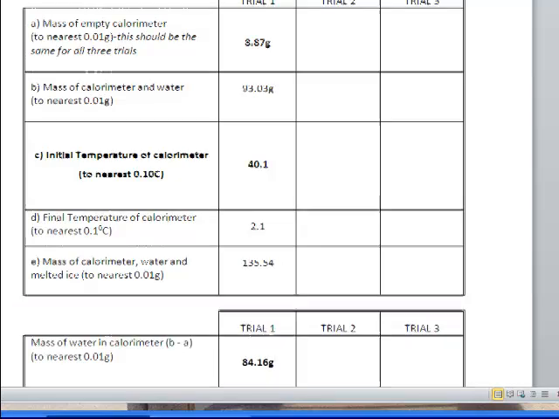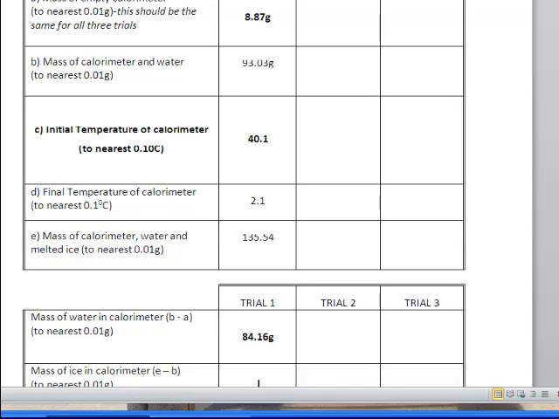Okay, now the next step is to calculate the mass of ice in the calorimeter. So that's step E, which is 135.54 minus B, which was 93.03, and there I get a mass of 42.51 grams.